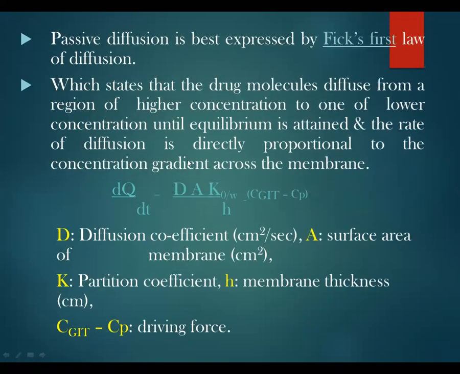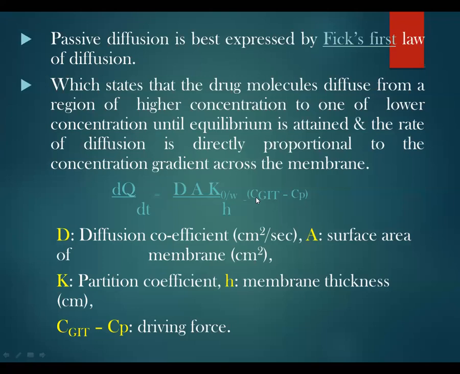So now let us look into the definition. According to Fick's law, it states that the drug molecule diffuses from a region of higher concentration to one of lower concentration until equilibrium is attained. And the rate of diffusion is directly proportional to the concentration gradient across the membrane. So whatever parameter you have written in the numerator is always directly proportional, and any parameter written at the denominator is always inversely proportional. So it is directly proportional to what?